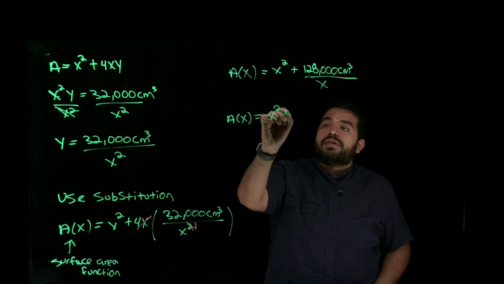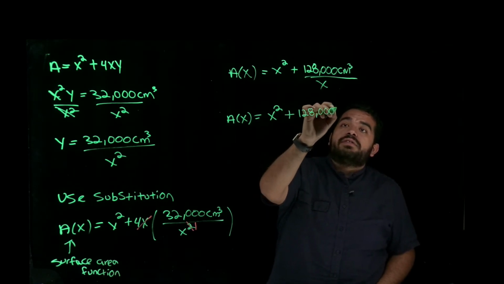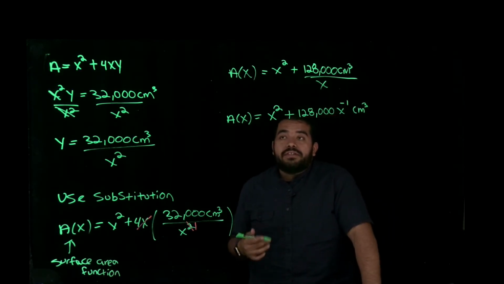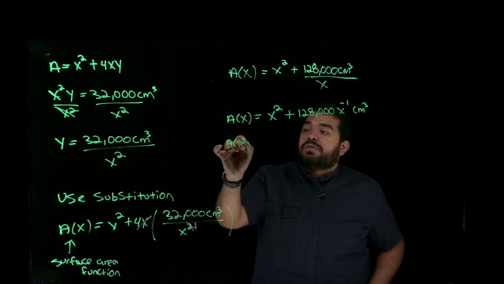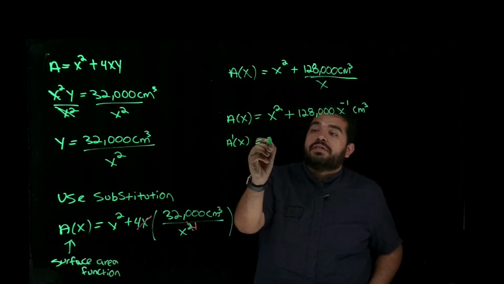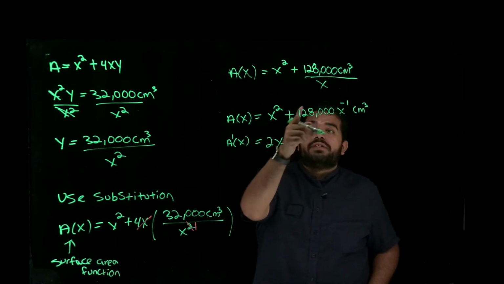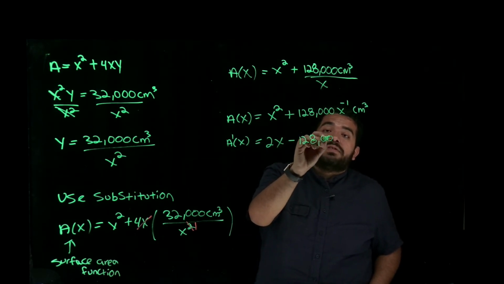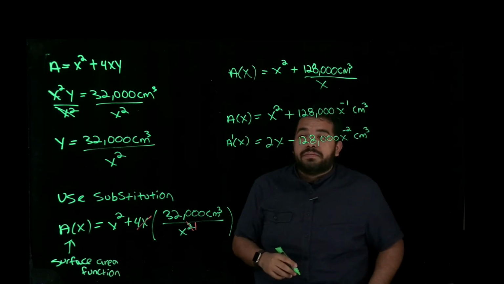So here we have x squared. We're not going to touch this. Plus 128,000 x to the negative 1 cm cubed here. Now that I have it in this form, it should be easier to calculate the first derivative. The derivative of x squared gives me 2x. Now be careful with this negative 1. When you multiply this to the front, it's going to become negative 128,000 times x to the negative 2 cm cubed.